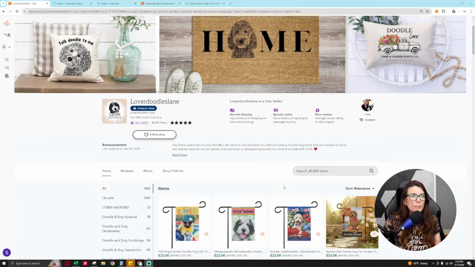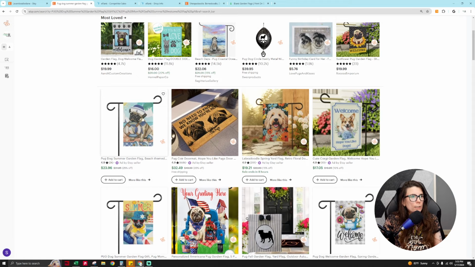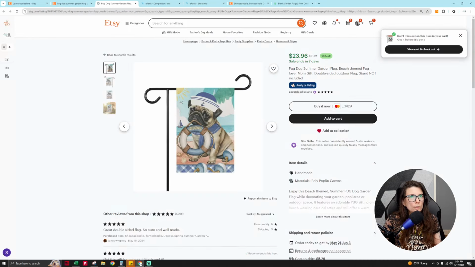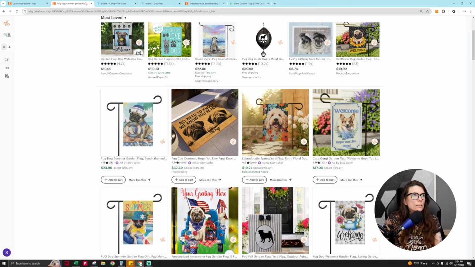Okay, so how can I determine this? I can click on one of their products. I can copy part of the title, and I can go to the Etsy search bar, and then I can see that it looks like they're running ads to their shop. I'm going to click on this because they don't say the name of the shop anymore, but you can click on this, and if it's Loverdoodleslane, we know that they are driving traffic to their products and selling products because of ads. All right.